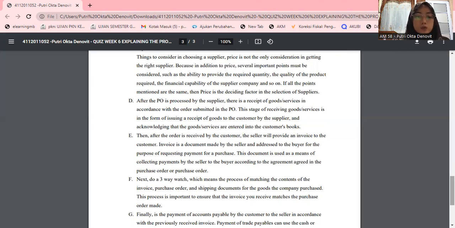Next, do a three-way match, which means the process of matching the contents of the invoice, purchase order, and shipping document for the goods the company purchased. This process is important to ensure that the invoice you receive matches the purchase order made.